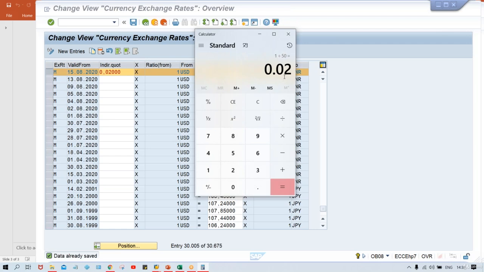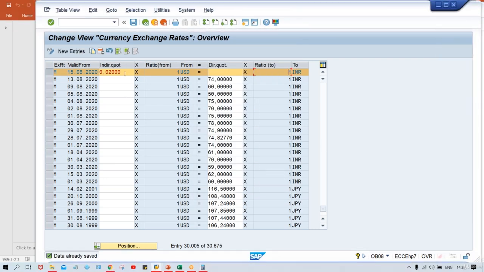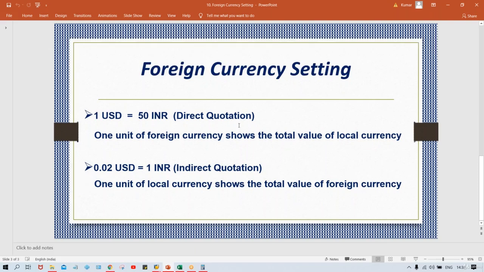Right. So now, if you want USD equals to, the system is going to calculate automatically, guys. 50 INR is going to be the answer. So that's what I said. Direct quotation means 1 USD equals to, in the sense, 1 unit of foreign currency shows the total value of local currency, and vice versa under indirect quotations, 1 unit of local currency shows the total units of foreign currency. So this is what I have quoted here.